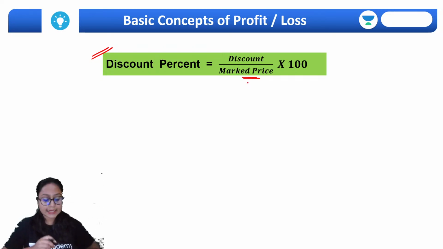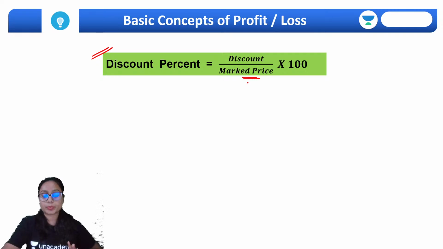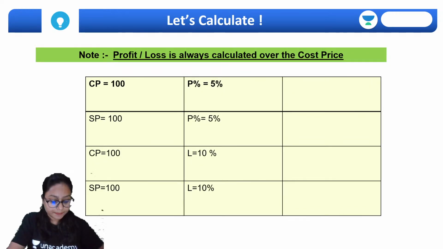Is there any doubt in your mind regarding these terms? Profit percent, loss percent, marked price, discount and discount percent. Any question in your minds? Yes, guys, please give me a thumbs up if all these basics are clear. Okay, great then. So let us proceed.